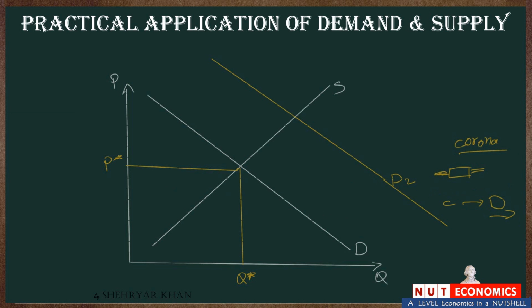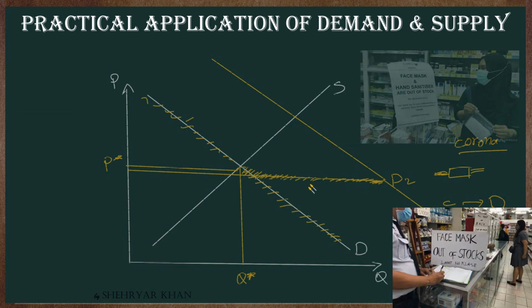Now this model then tells us that, look, if this is the new demand of corona masks or medical masks, then at the old equilibrium price, suddenly the quantity demanded will be much more than the quantity being supplied. And our model tells us that there would have been a shortage of these masks. And we all know that initially there was a huge shortage of masks.